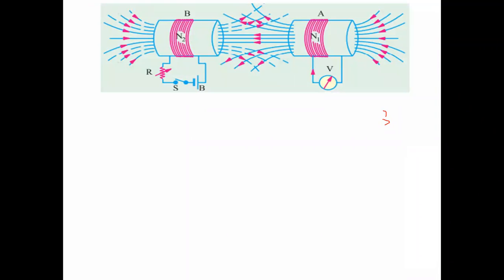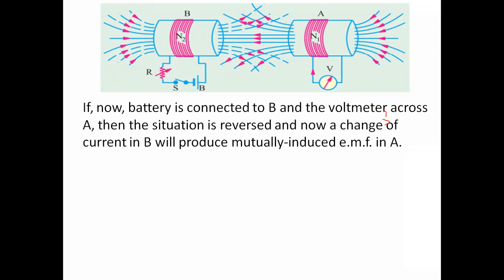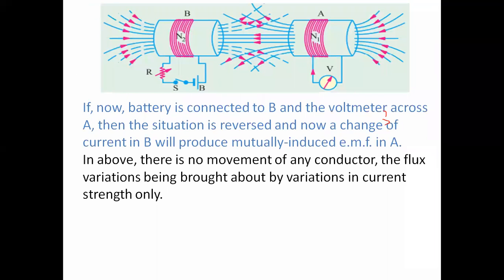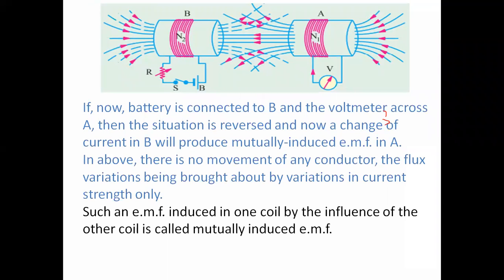This is the reverse. Now the current is sent through coil B, and the EMF is produced in coil A. Such an EMF induced in one coil by the influence of the other coil is called mutually induced EMF. The EMF is produced in one coil due to the other coil.